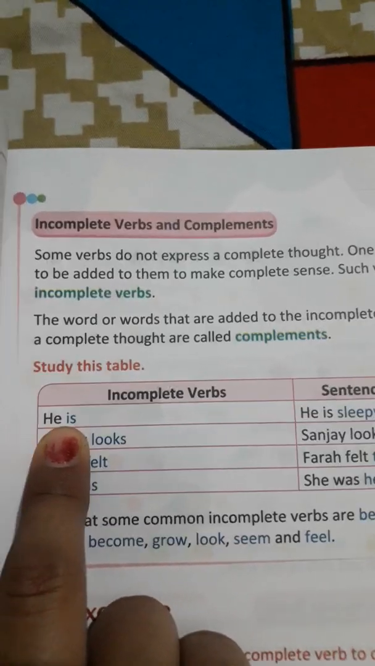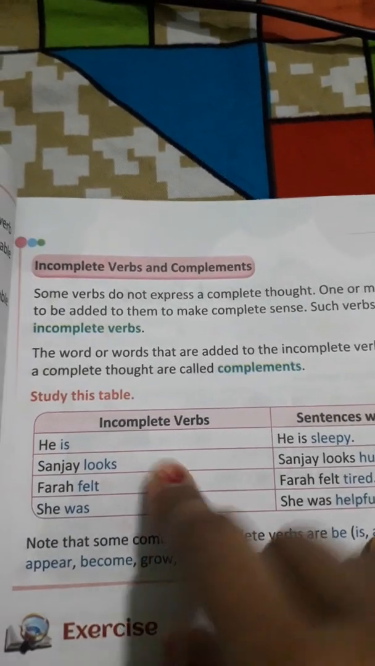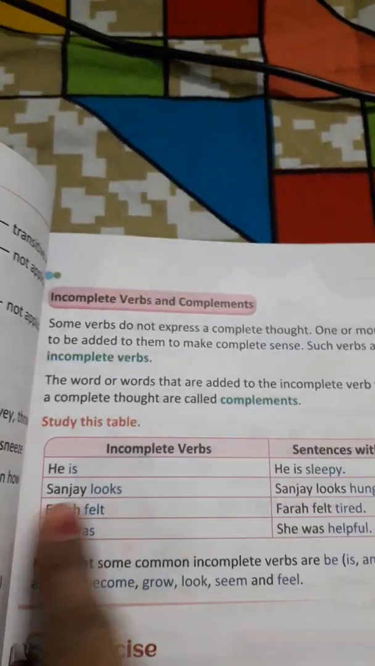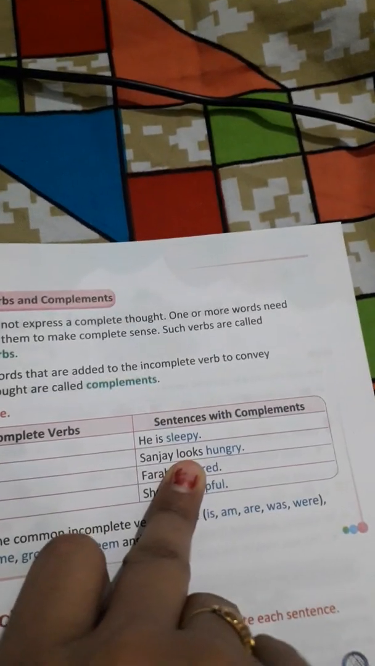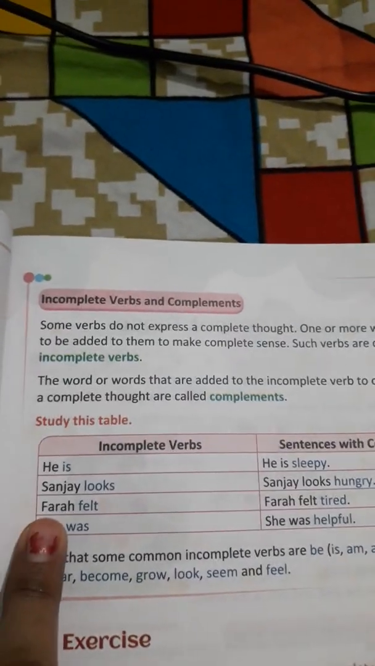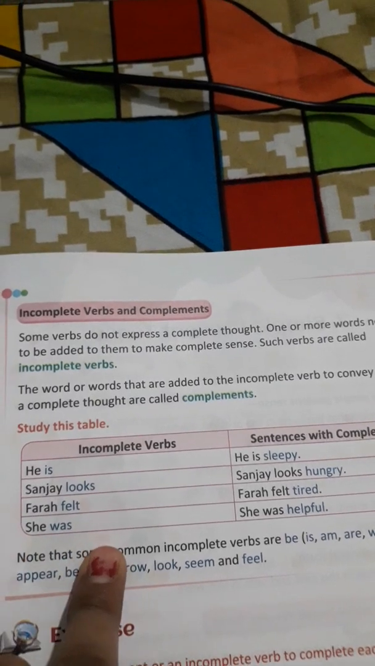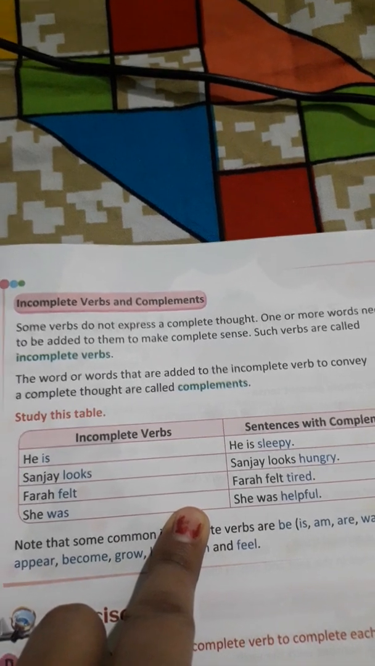But when we say "he is," it is not giving a complete sense, complete meaning. So we have to add something more to it, like "he is honest." We have added an adjective. "He is sleepy." Sanjay looks hungry. Sanjay looks sad. Sanjay looks tired. So we are adding what? Adjectives. Farah felt happy. Farah felt sad. Farah felt tired. We are adding again adjectives. She was naughty. She was pretty. She was helpful. She was ready to do anything.